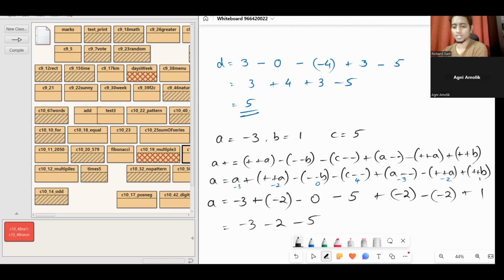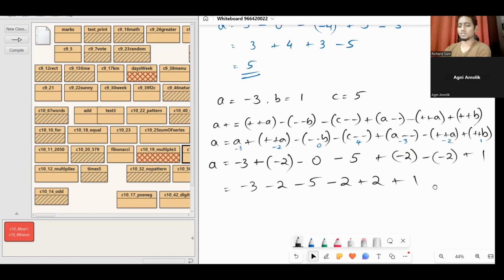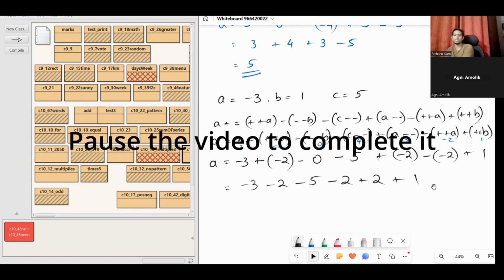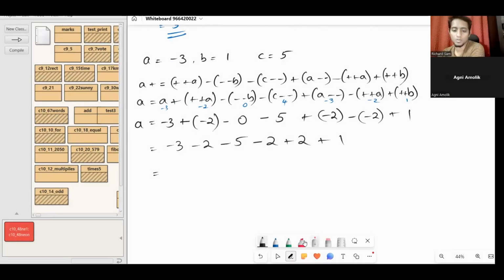Minus 5 plus minus minus 2 minus minus plus 2 plus 1. Did you get an answer? Okay. Now see if your answers are correct. Finish it, complete it, and then we'll see if your answer is correct. Okay, watch now. The easiest way is to find all the negative numbers. This is negative, negative, negative.